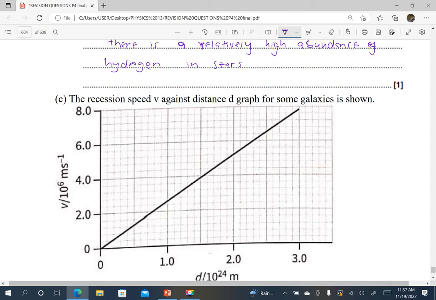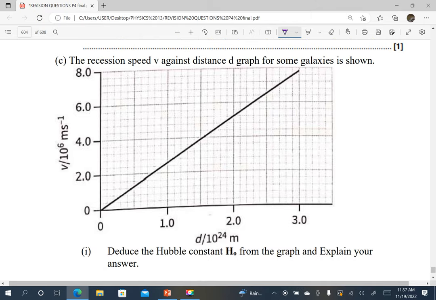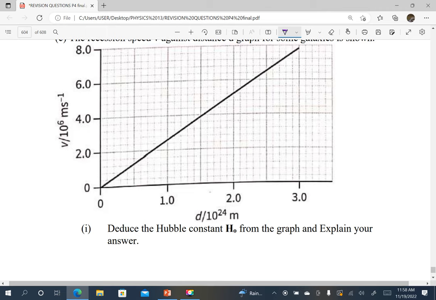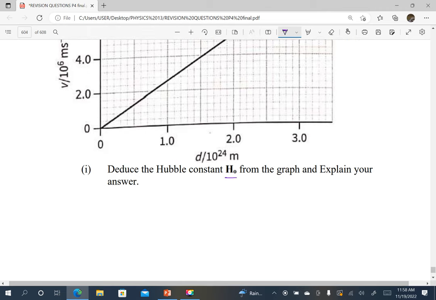Okay, the recession speed v against distance d graph for some galaxies is shown here. Of course, this is in accordance with Hubble's law. Deduce the Hubble's constant H naught from the graph and explain your answer. So it is very easy. According to Hubble's law, the recession velocity v is directly proportional to the distance, which implies that v is equal to H naught times d. Since we have plotted v against d, H naught is the gradient.